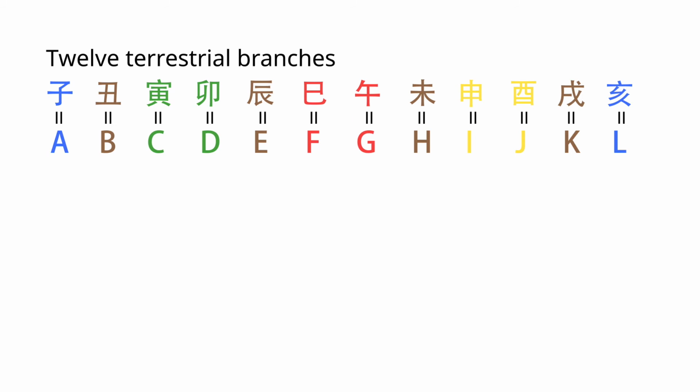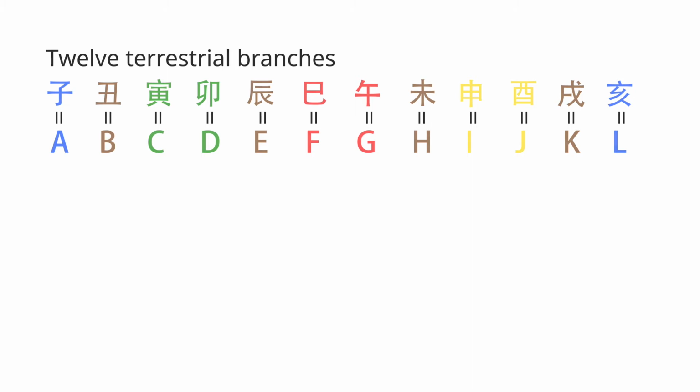Knowing the meaning of the 12 terrestrial branches is very important in various methods of divination in China. In order to let you see how the divination method of 大六壬 works as soon as possible, I can't introduce the meaning of the 12 terrestrial branches in this video in too much detail.